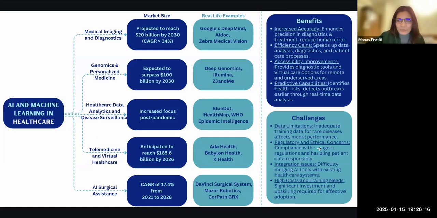Then again, I have already talked about regulatory and ethical concerns. People are not sure whether their data will get leaked, what will happen with their data. Then there is the integration issue with merging AI tools into already existing healthcare systems. And then it's a very computationally expensive process, and when something is computationally expensive, it's also expensive in the real world. That is another problem, but it's constantly a work in progress.